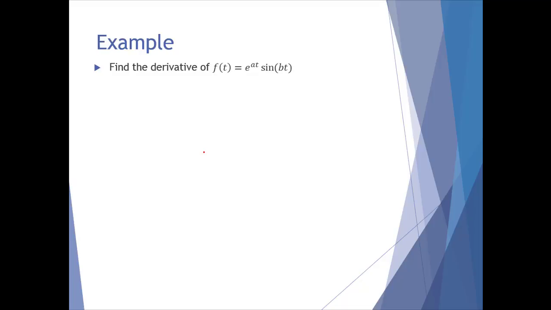Okay, let's take a look at this derivative. We're looking to find the derivative of f of t equals e to the at times sine of bt. So when we look at this function, we want to try to decide what kind of rules we're going to need to take the derivative.